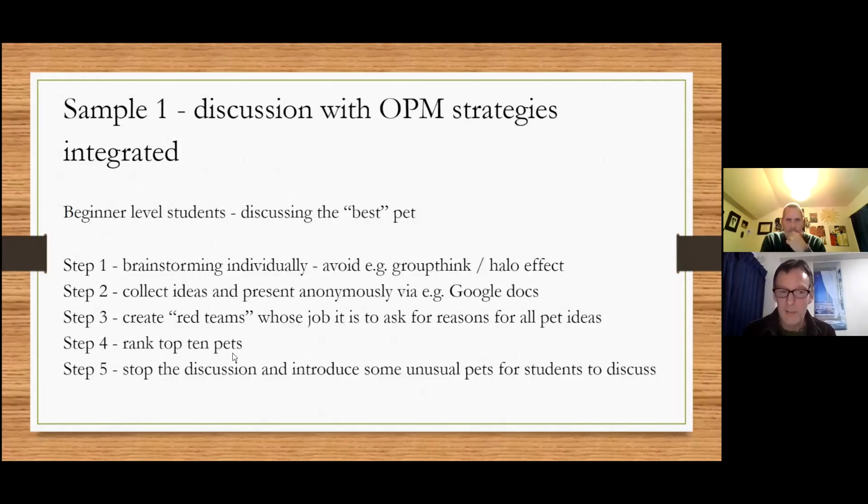Then you'd have them ranking the top 10 pets, and then you might stop the discussion and introduce some unusual pets. How about giraffes? So you can see that the open-mindedness promoting strategies are sprinkled in there. Okay, they're just woven into the class itself.